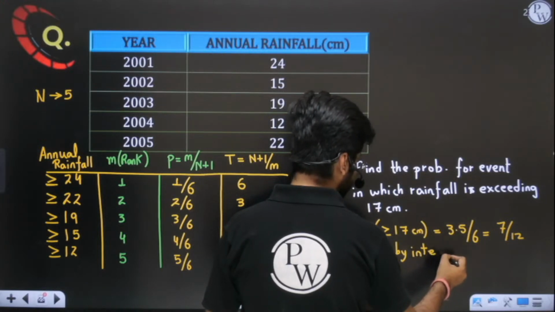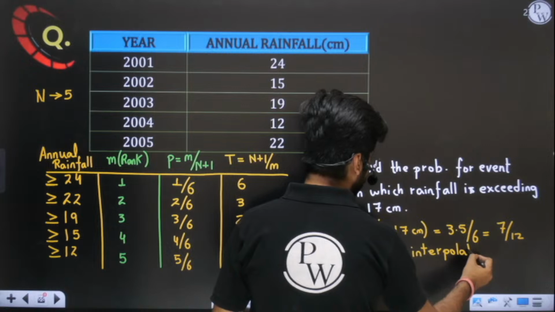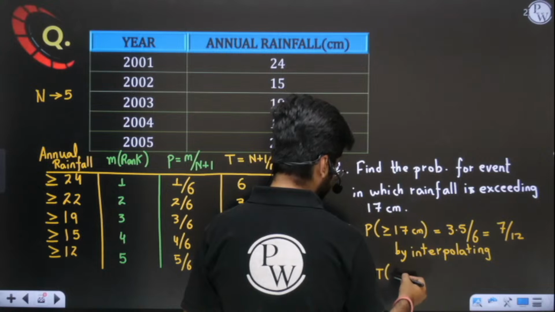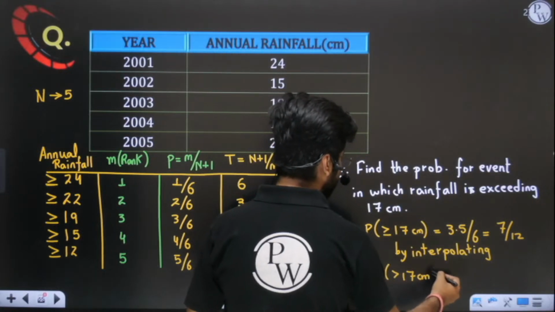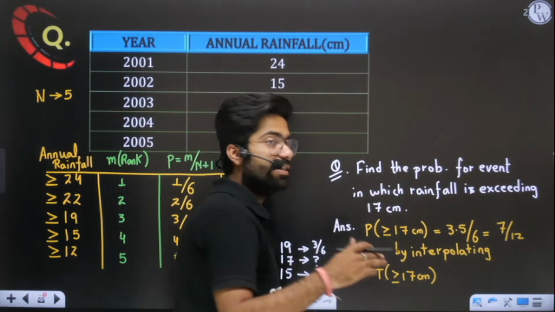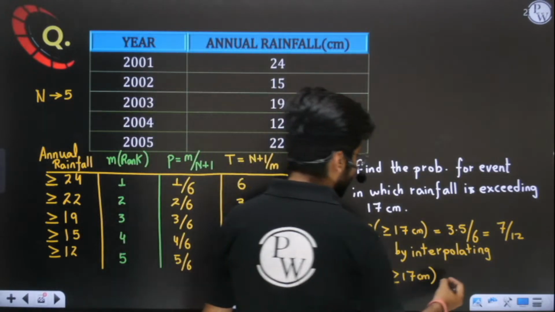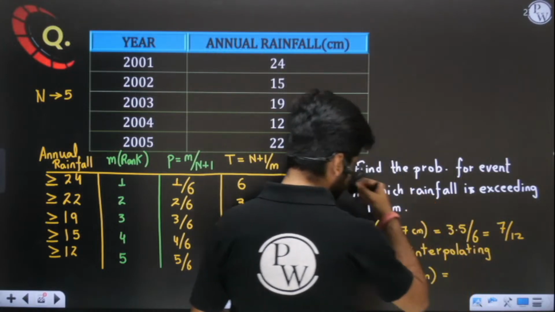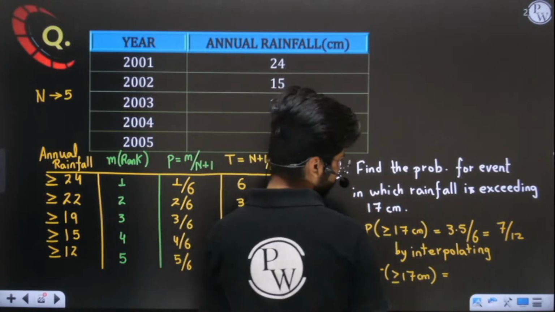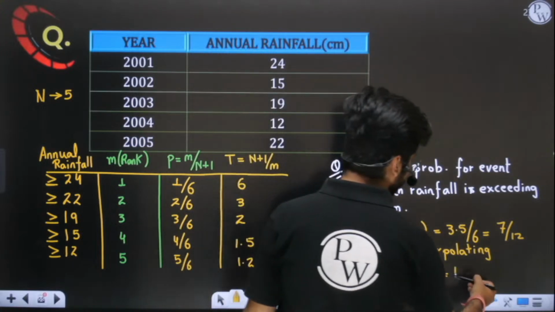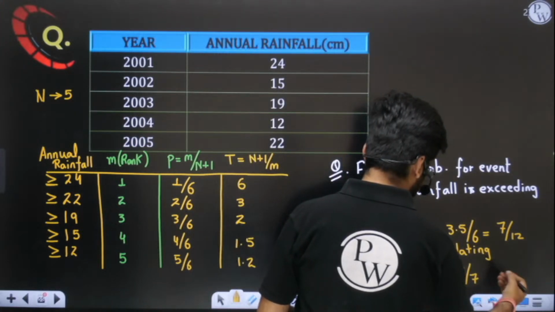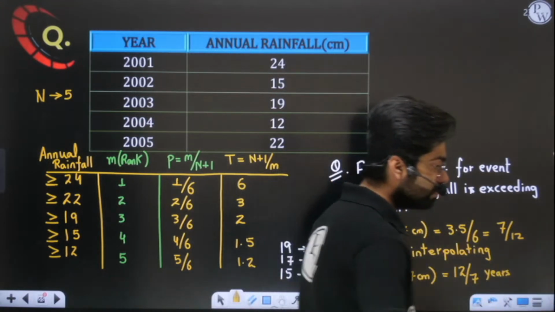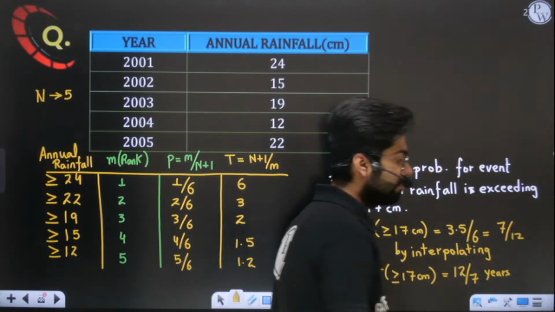We have obtained it simply by interpolating from the given data. And if someone asks you what is the time period for such kind of event, for rainfall to exceed 17 centimeter? The time period will be just the reciprocal of this. It will be 12 by 7. 12 by 7 years. So I hope this is very, very clear to you. Perfect.